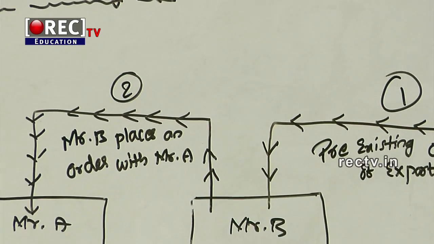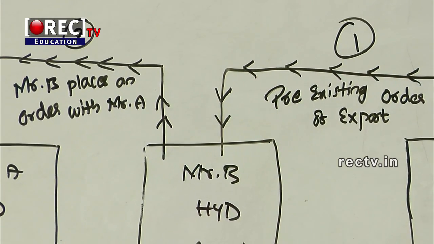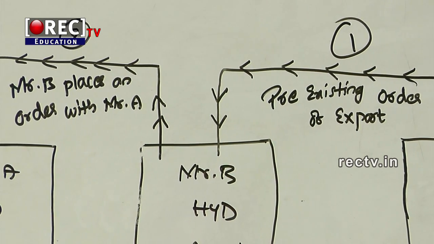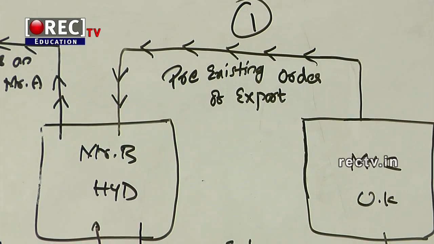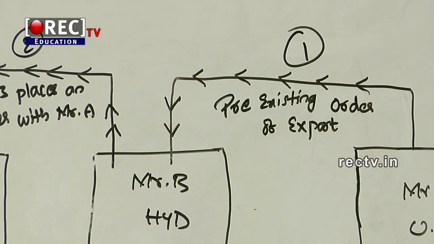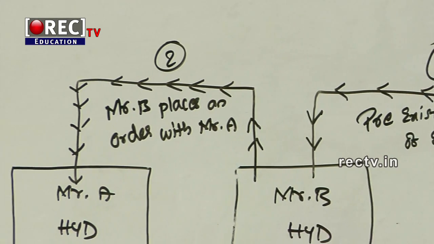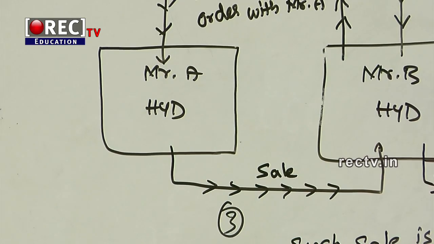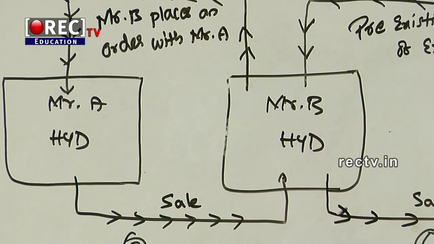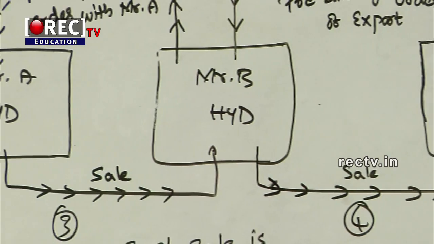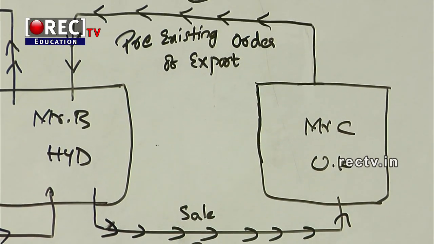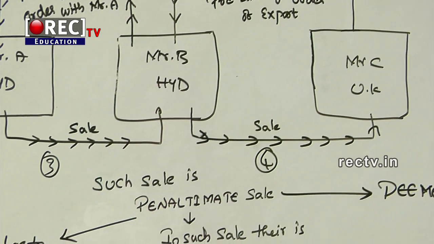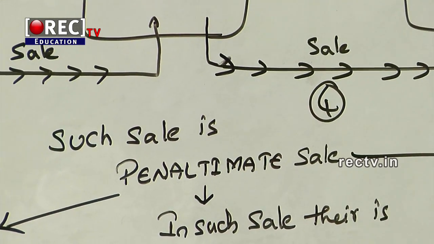So before B makes the order, he had a pre-existing order made by Mr. C, that is a UK person. So that is the first point, and the second, and at last, Mr. A sold goods to Mr. B, and now Mr. B sold the same goods to Mr. C, that is a UK person. Now this sale is treated as a penultimate sale. See, such a sale is treated as a penultimate sale.